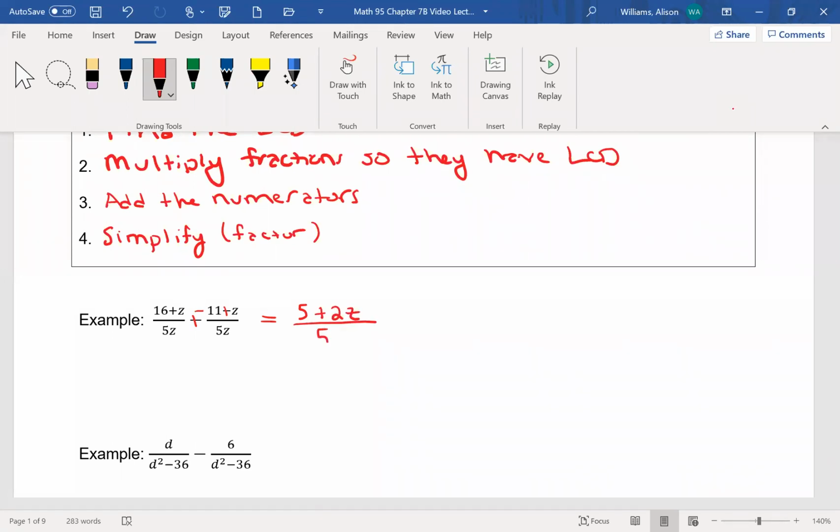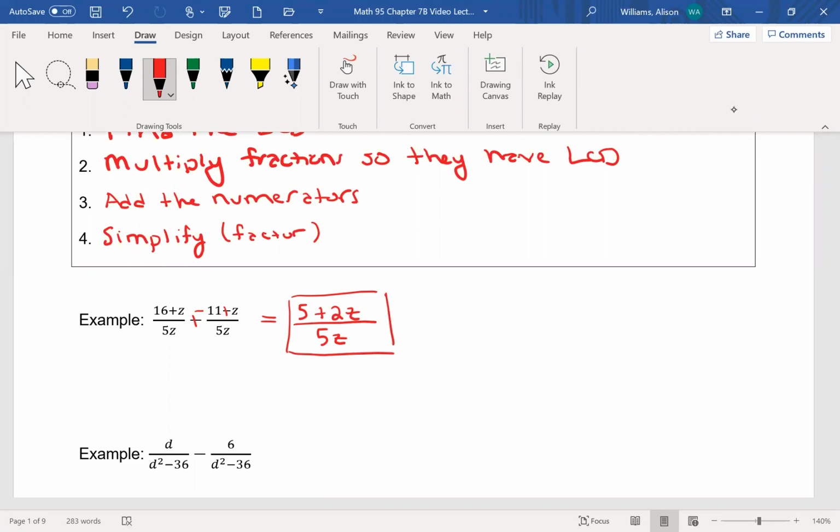all over 5z. And then I'm just going to check to make sure that there's no simplifying that I can do. I can't factor the numerator. There's no GCF. So that's done. That's as simplified as that one's going to get. So let's try another one.